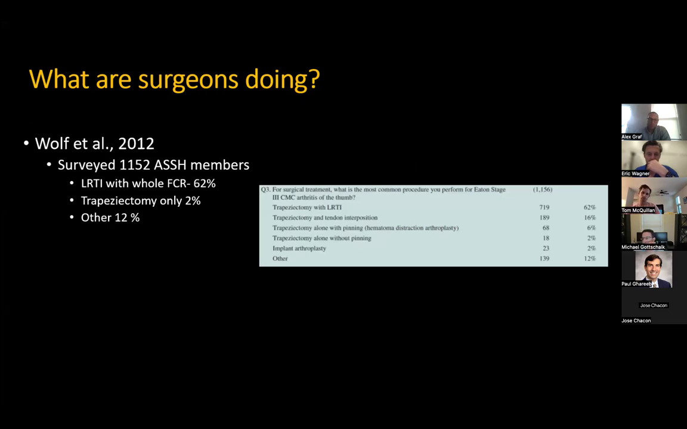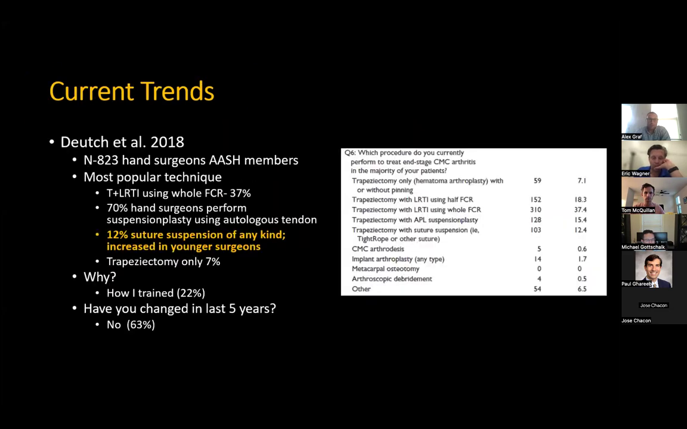What are surgeons doing? This is old data. This would be a good Emory study to repeat with more modern techniques, especially with the rise of certain technologies. But Dr. Wolf in 2012 surveyed the ASSH and found that LRTI was far and away the mainstay of treatment. 62% of members use this as their preferred technique. Fast forward 6 years at the ASSH. While LRTI was still the most common, we started to see a rise in suture-based materials, rather a suture suspension or a suture button suspension plasty.